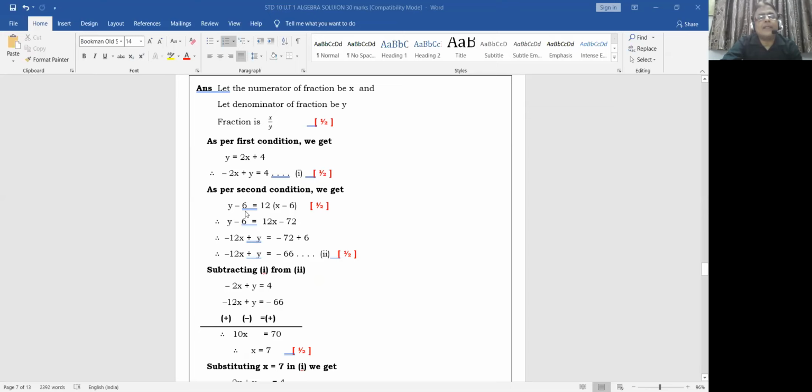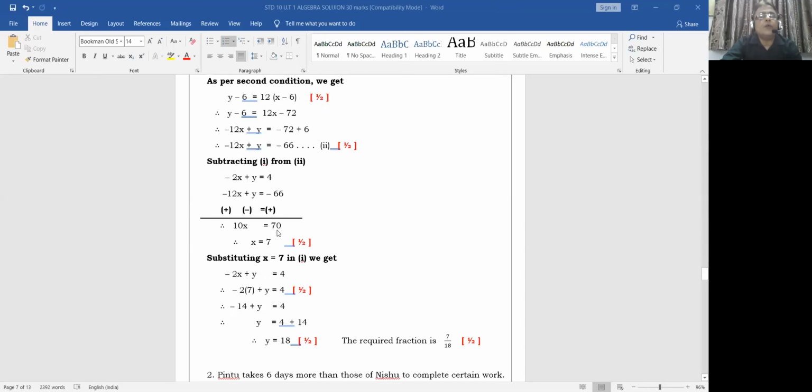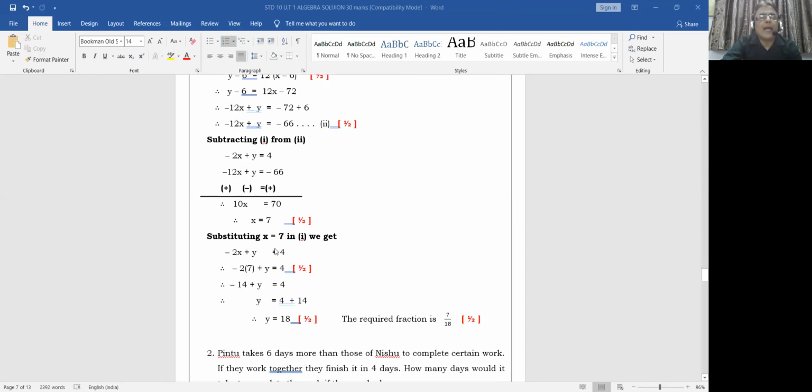Next one, second condition. y minus 6 is equal to 12 into x minus 6. If I solve this, I will get minus 12x plus y equal to minus 66. Again here, if in the second step you transfer y to the right hand side, you will get 12x minus y is equal to 66. Okay, so if you have gone with the previous two equations, you will get x equal to 7 and y is equal to 18. Equation will be different, but value of x and y will be exactly the same.